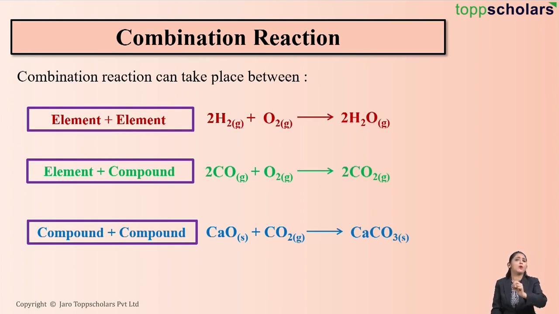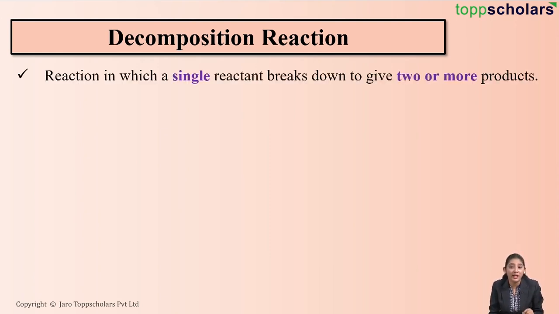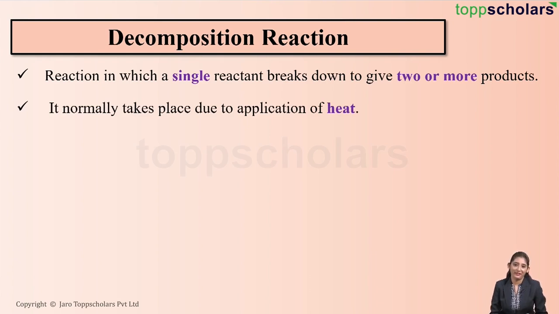Excellent. Now friends, let's move on to the next type of reaction, decomposition reaction. The name itself indicates what's going to happen in this reaction. Something is going to decompose, exactly. So a decomposition reaction is a reaction in which a single reactant breaks down to give two or more products. And friends, this decomposition occurs when heat is applied, which means that a decomposition reaction takes place due to the application of heat.